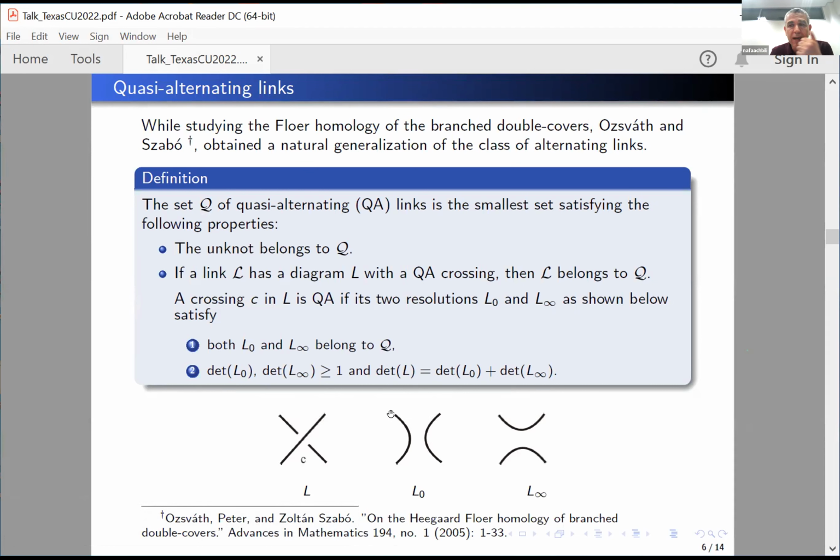So L_0 and L_infinity are quasi-alternating, and the determinant of L is equal to the determinant of L_0 plus the determinant of L_infinity. So if L has a diagram with a crossing where this happens, then L is called quasi-alternating itself. To be quasi-alternating, L_0 and L_infinity at a certain crossing of a certain diagram should be quasi-alternating, and the determinant is additive. This is the minimum required to have this property in the Heegaard Floer homology of the double branched cover of the link.